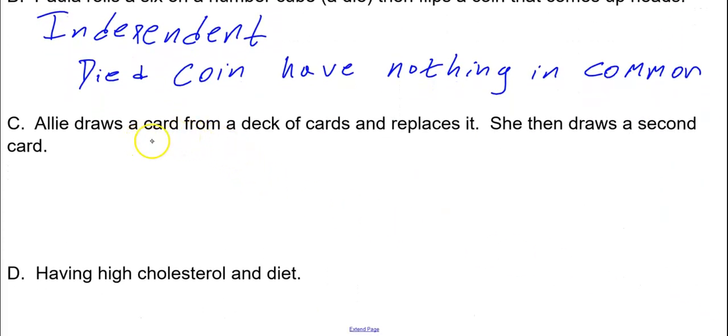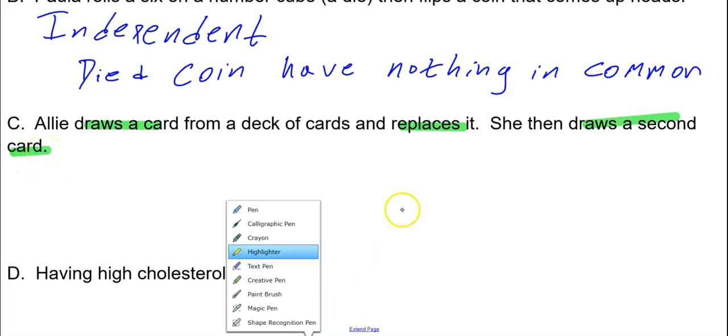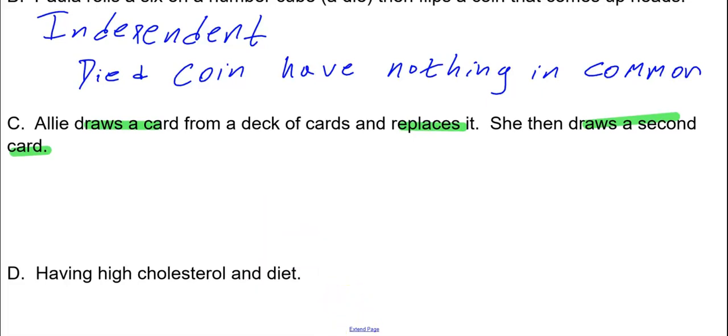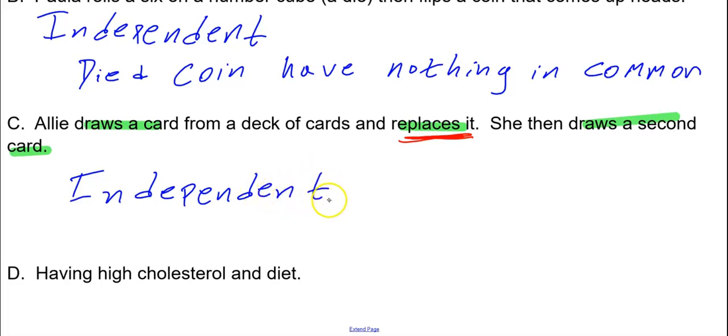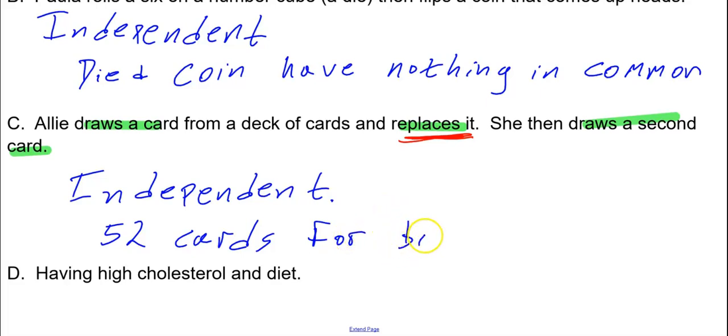Allie draws a card from a deck of cards and replaces it. She draws a second card. So we draw a card, replace it, and draw a second card. Because I replace it, that's the key right there. Because it's replaced, this is independent. We have 52 cards for both draws.